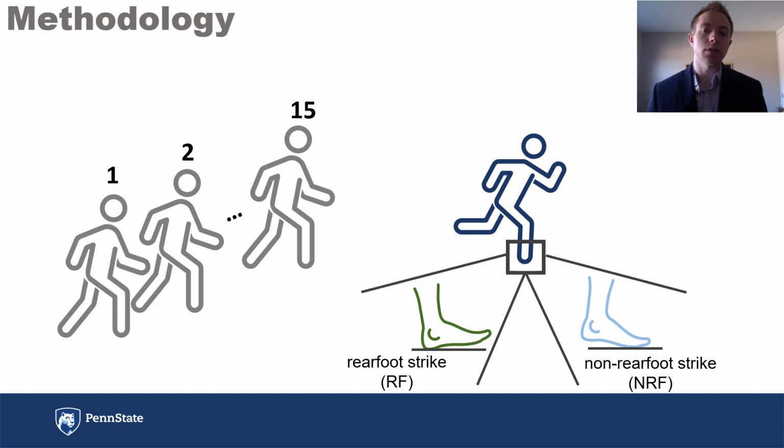In one condition, the participants walked. In another condition, the participants ran with a rear foot strike, wherein the rear of their foot was the first part of their foot to touch the ground. And in an additional condition, they ran with a non-rear foot strike, wherein some other part of their foot was the first to touch the ground.